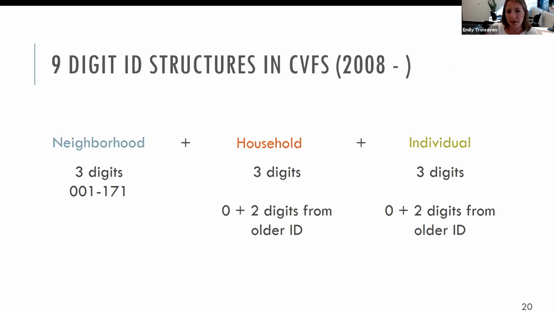Starting in 2008, CVFS moved to a 9-digit ID format by adding a leading 0 to the household ID and a leading 0 to the 2-digit individual ID. So now each of the 3 components is 3 digits, creating a 9-digit individual ID and a 6-digit household ID. So using our previous example of person 2 in household 5 from neighborhood 21, that person's ID would now be 021, 005, 002. To convert from the 7 to the 9-digit ID, we add a leading 0 to the household, and then we add a leading 0 to the 2-digit member ID.